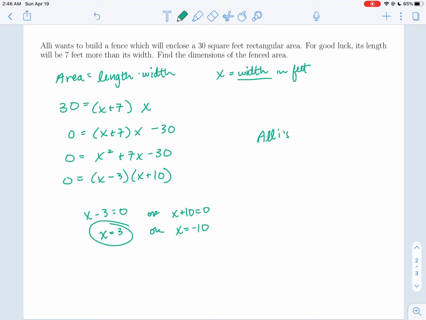So what I'm going to have is that Allie's fence has a width of 3 feet. Then I'm going to go back, I'm going to figure out the length. The length is 7 more than the width. So that'll give me that the length has to be 10 feet.